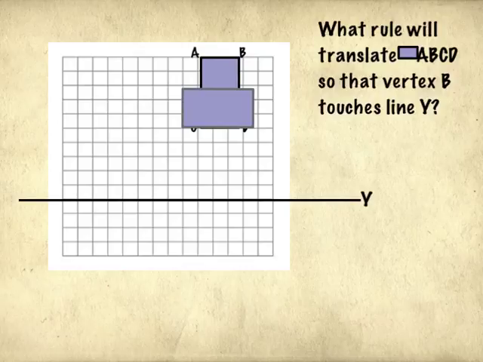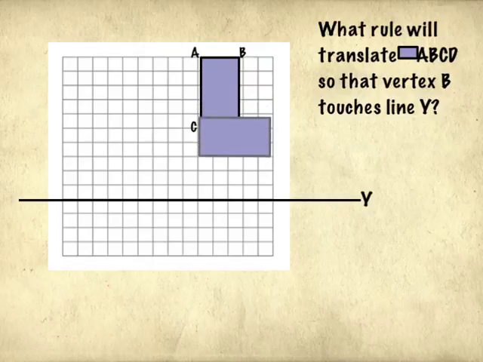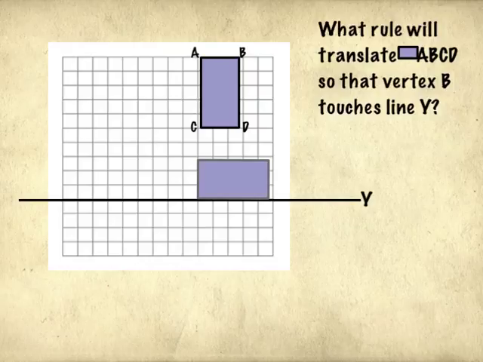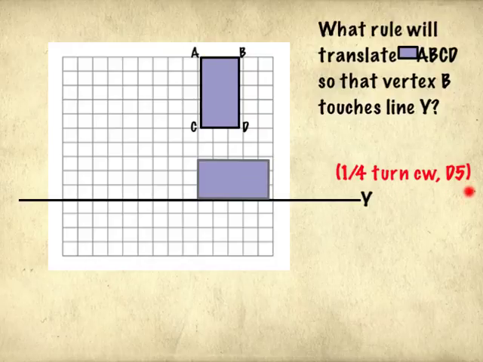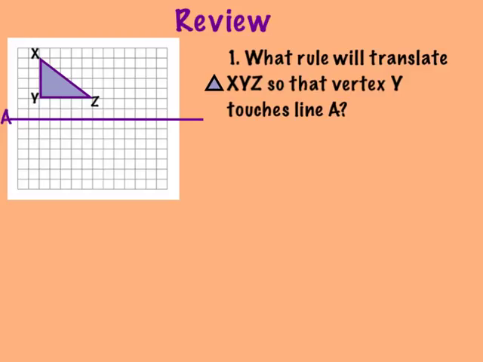So now that I've done that, I've moved vertex B. It used to be up here, and now it flipped, it's down here. So that's good. That was a quarter turn clockwise, and then I need to move down 1, 2, 3, 4, 5 again. So it's actually the exact same translation I had before. And when I write it out, it looks like that. Quarter turn clockwise, down 5. And now vertex B is touching line Y. So that's all there is to writing rules for translations.